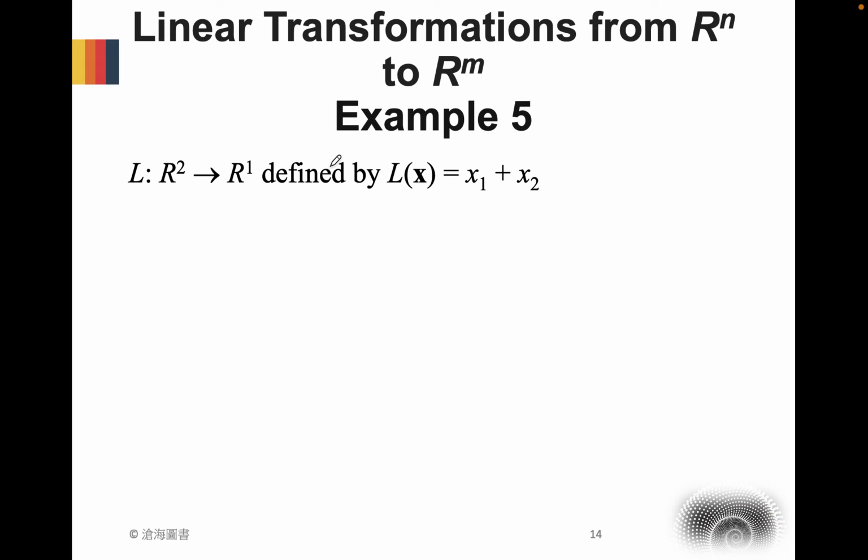So now all the examples we see, these transformations are all linear transformations. Okay, so let's see some other example. Assume the mapping L is a mapping from R2 to R1. What does that mean? That means the input are two-dimensional vectors, and the output is only one dimension. So we write down a mapping like this, R2 to R1.